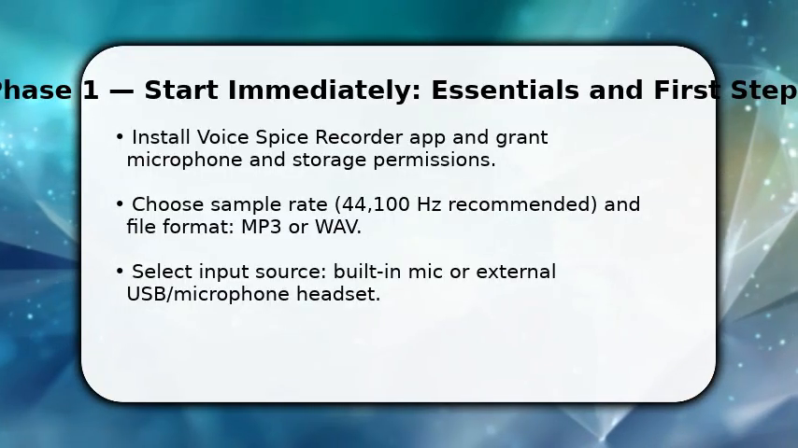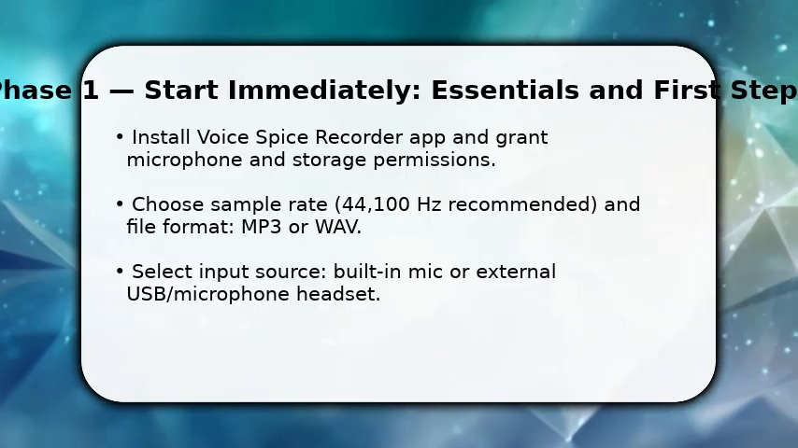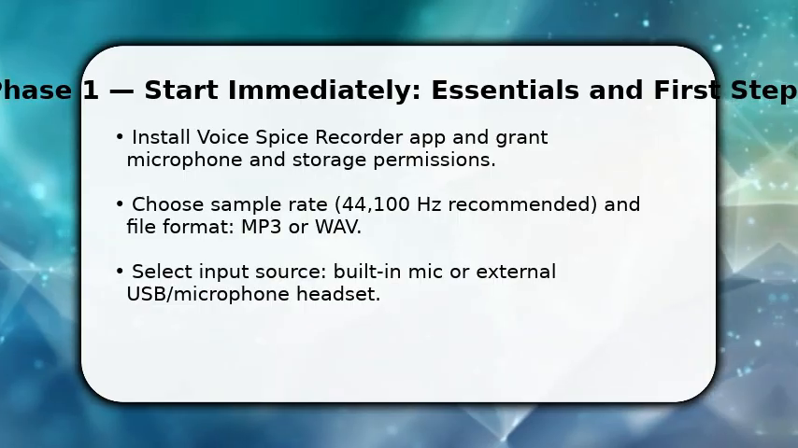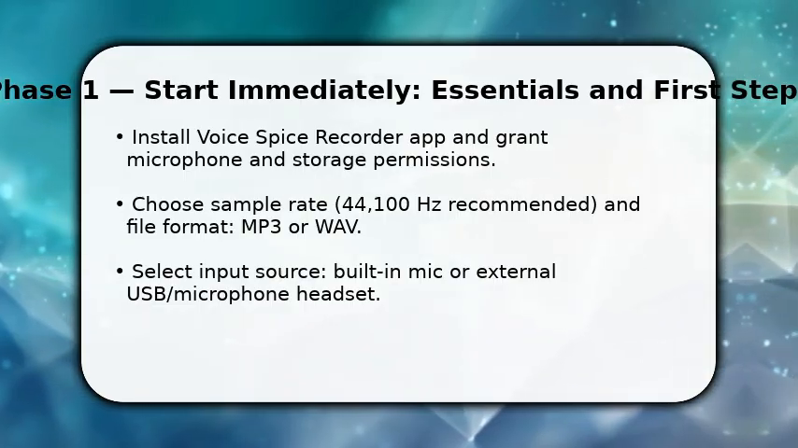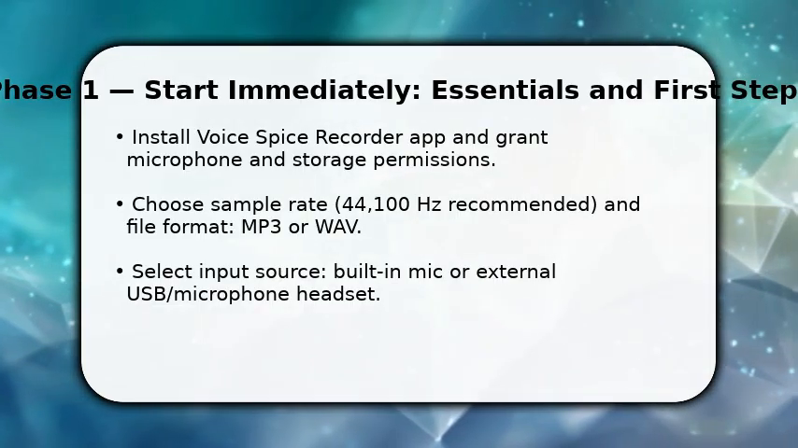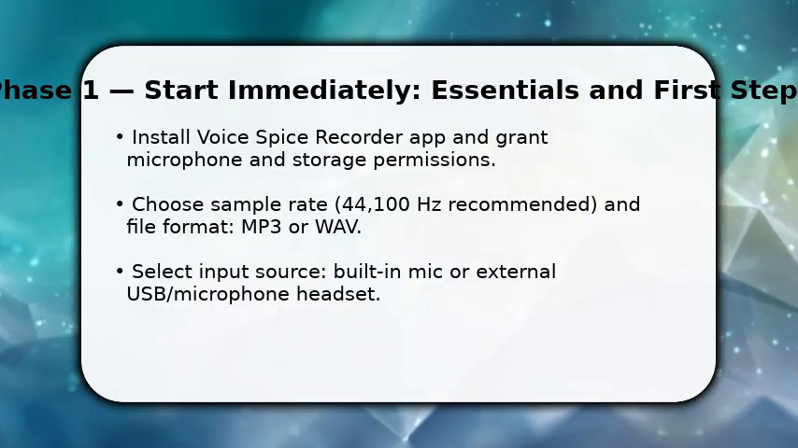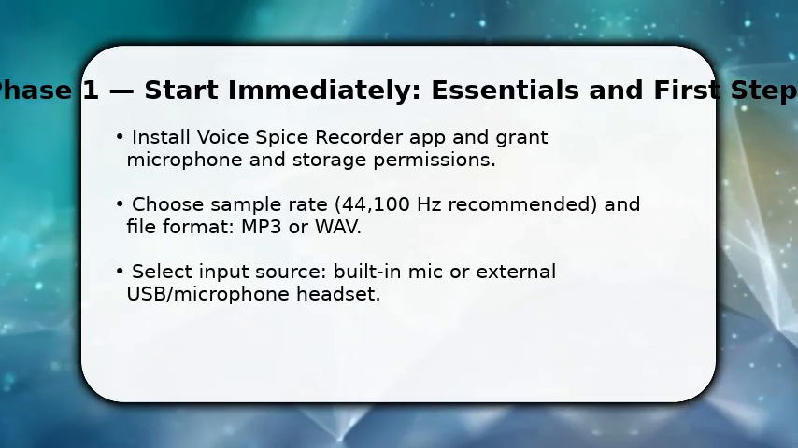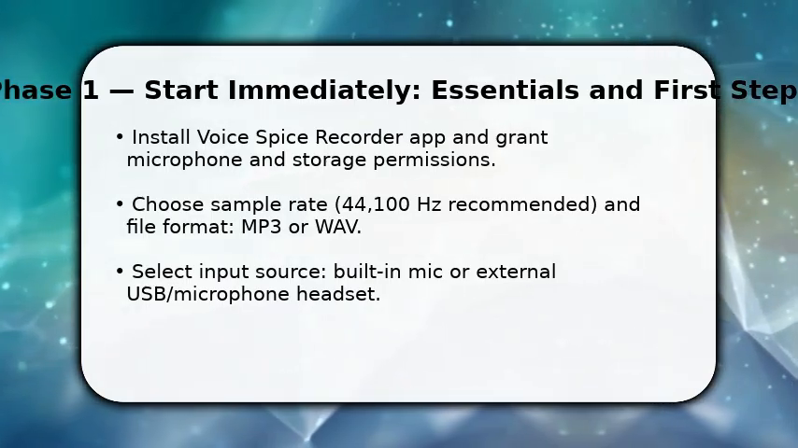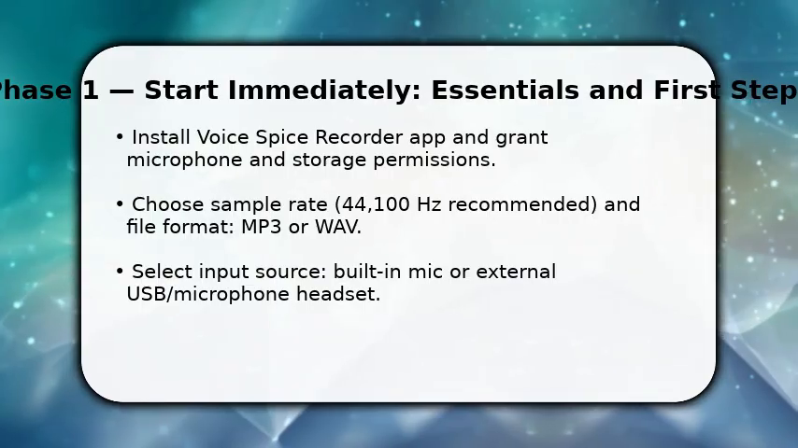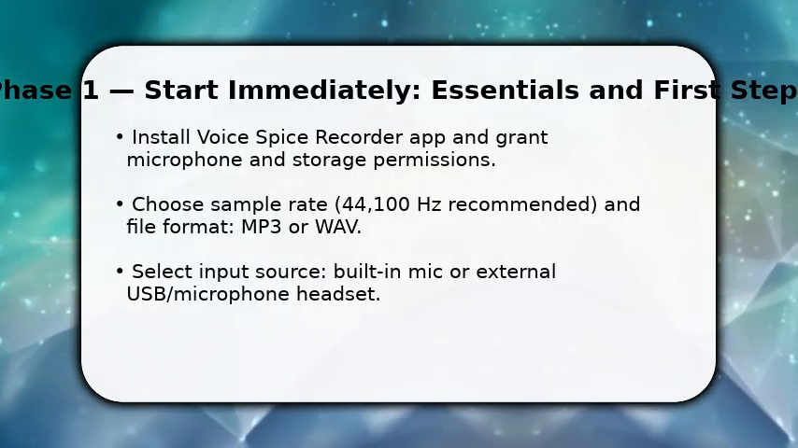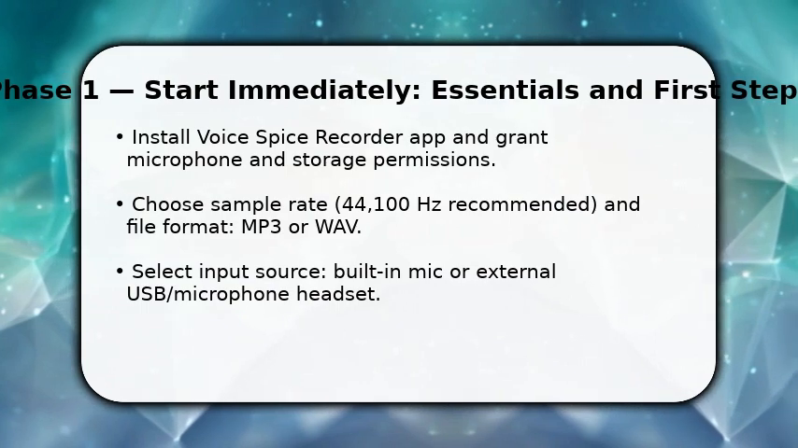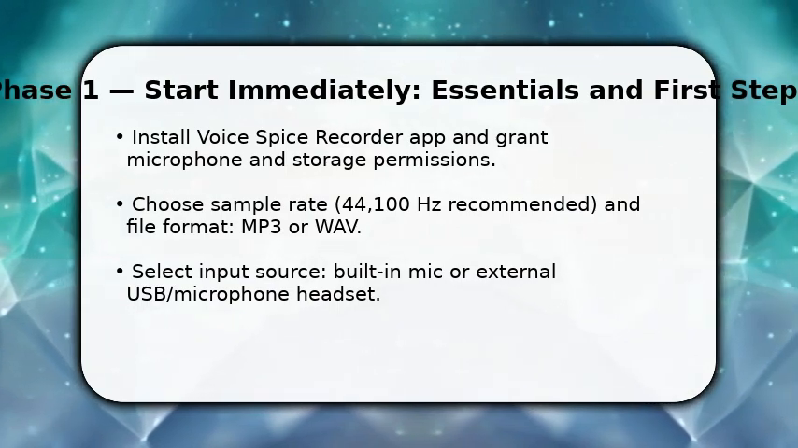You begin by opening VoiceSpice Recorder and granting mic permission so the app can capture clear audio. Tap the new recording button, choose MP3 for smaller files or WAV for highest fidelity. Set the sample rate to 44.1 kHz to match standard audio, and pick your input source, built-in mic for quick notes, external mic for broadcast quality voice. Once done, check levels, speak at normal volume and confirm the meter peaks without clipping, because that prevents distortion later.